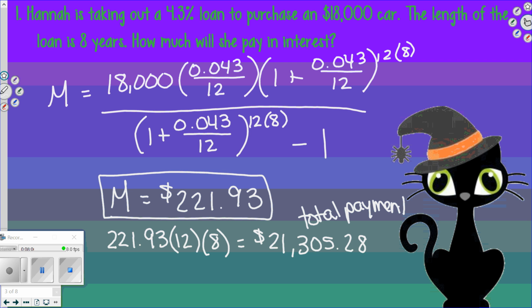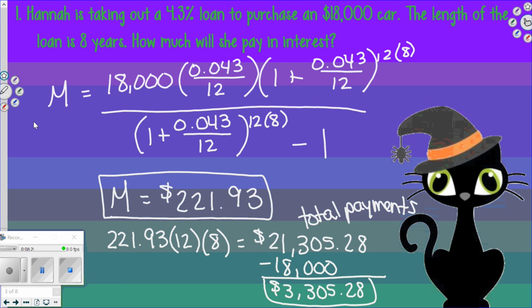Right, the question asks, how much interest are you paying? So what do I have to do now? Yeah, just subtract off the $18,000, which is how much you borrowed. So your total payments then, $3,305.28. So that's your interest. That's how much you overpaid from the $18,000 that you borrowed. So all of that is interest.